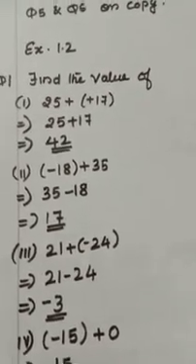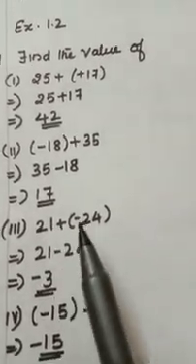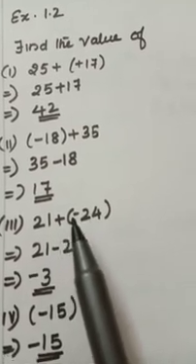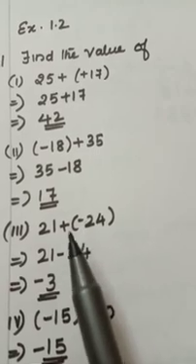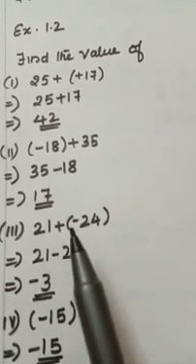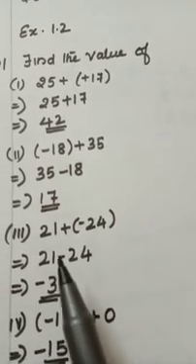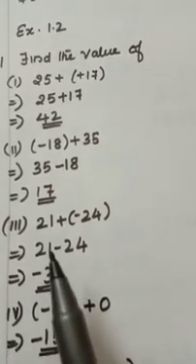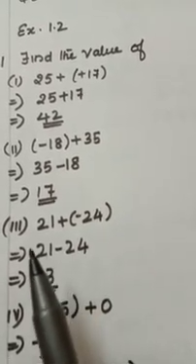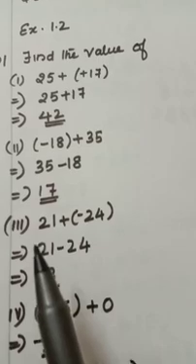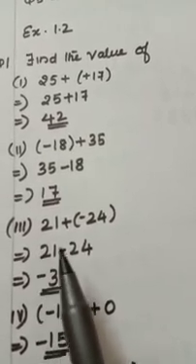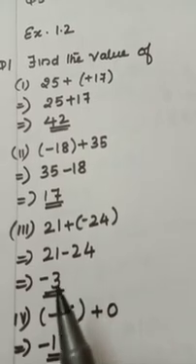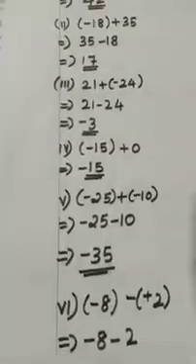Next, 21 plus minus 24. Here also two signs are coming together. Different signs, it will combine to form one negative sign. Different signs combining, you will get a negative. 21 minus 24. Here plus sign, here minus sign. No sign means plus. Plus and minus, different signs, you have to subtract and put the bigger number's sign.